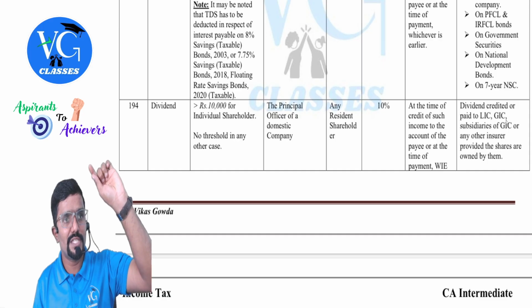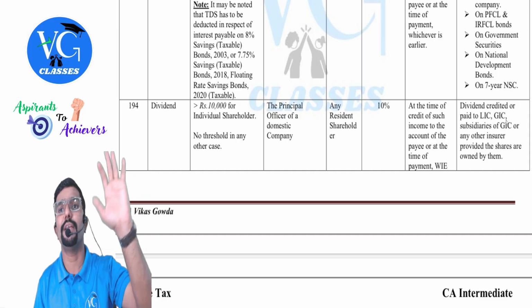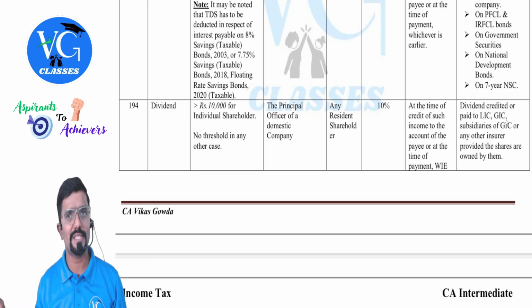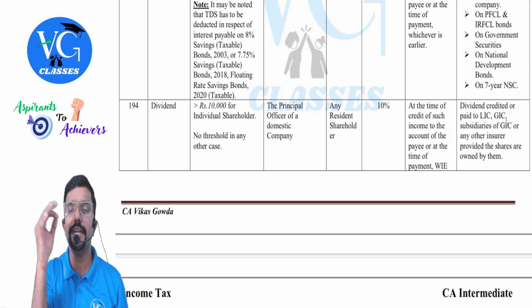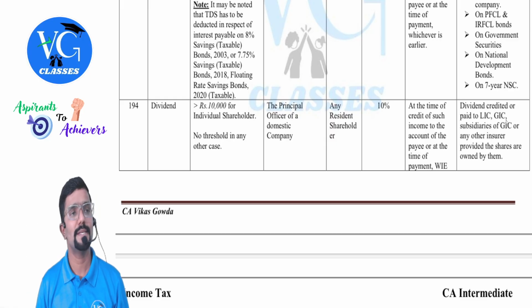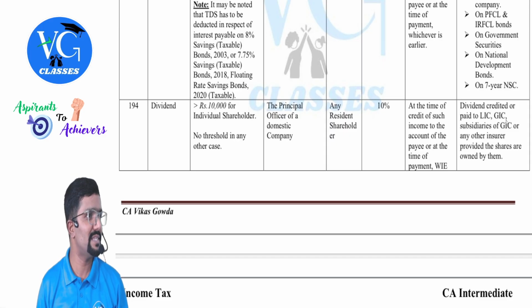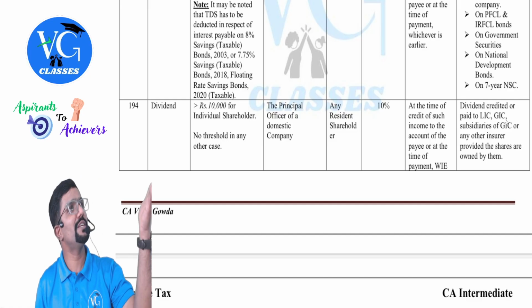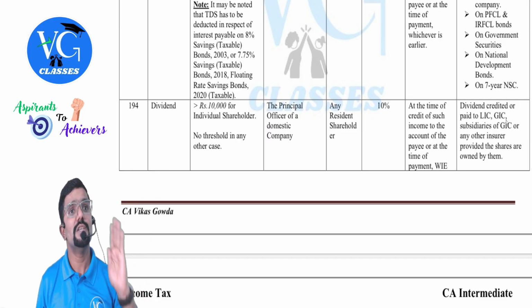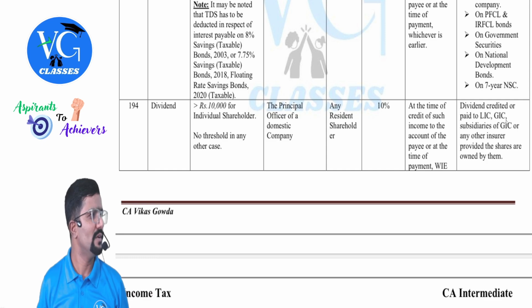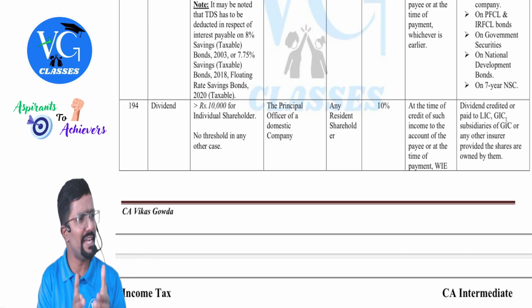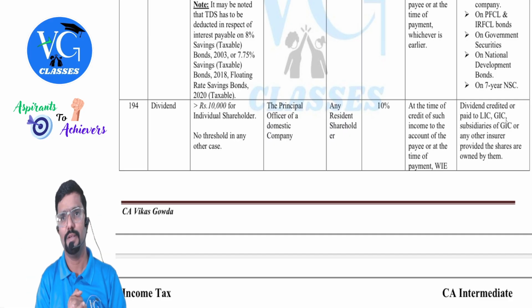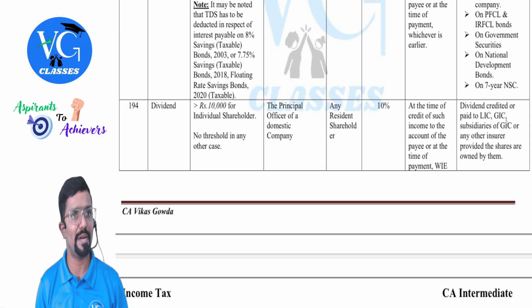Hope you understood. If the shareholder is an individual, what is the threshold limit? 10,000. If the shareholder is any person other than an individual, what is the threshold limit? 0. That means even if 100 rupees dividend is paid, should TDS be deducted? Yes. Who is the payer? The principal officer of the company. Because the company is an artificial person, right? We cannot tell an artificial person to deduct TDS. So there will be a person who is running the show on behalf of the company, whom in income tax we call the principal officer of the company. Maybe the manager, CEO or president, whoever. We call them the principal officer for income tax purposes.